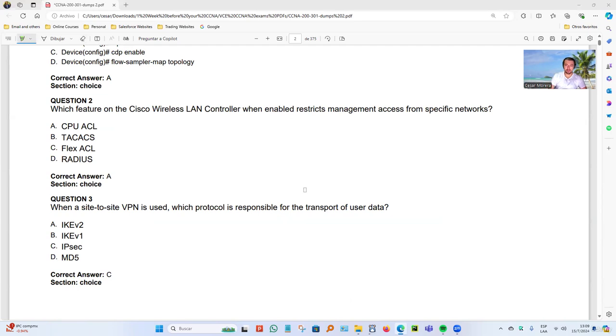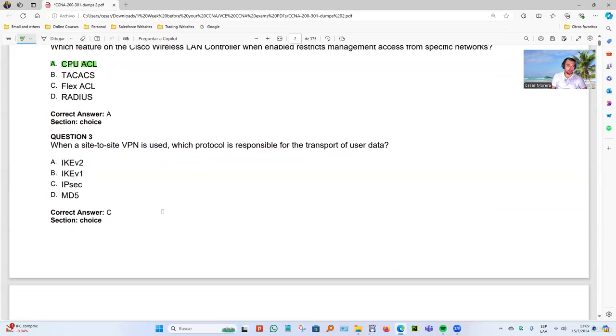Let's go over the questions. Question two: which feature on the Cisco wireless LAN controller, when enabled, restricts management access from specific networks? That will be CPU ACL. That's an easy one. Next, when a site-to-site VPN is used, which protocol is responsible for the transport of user data? That will be IPsec.